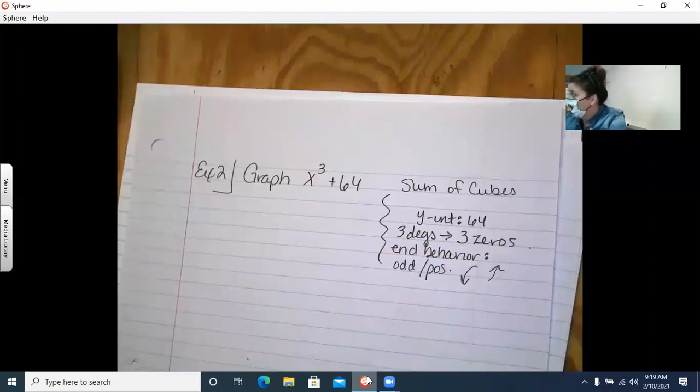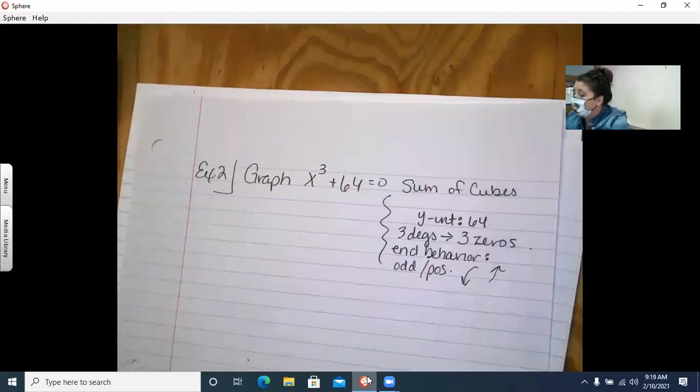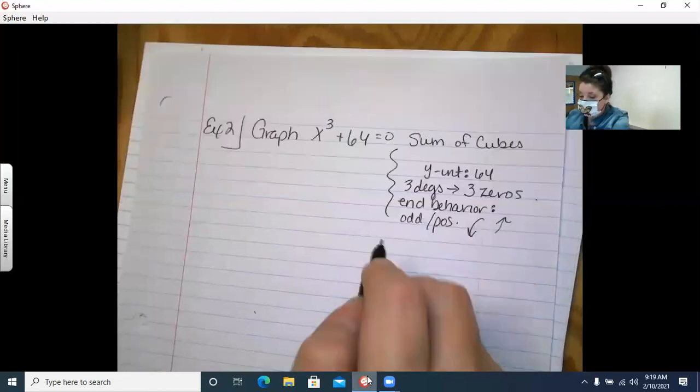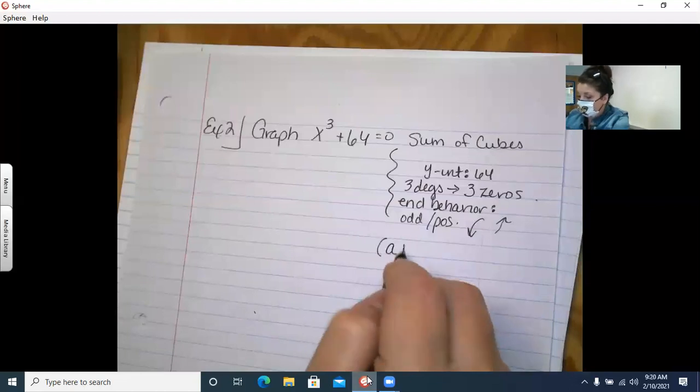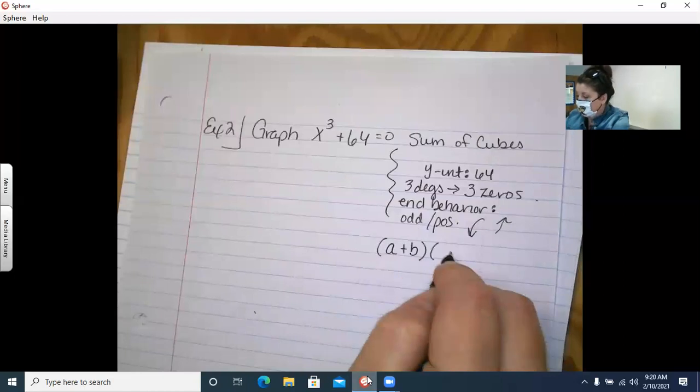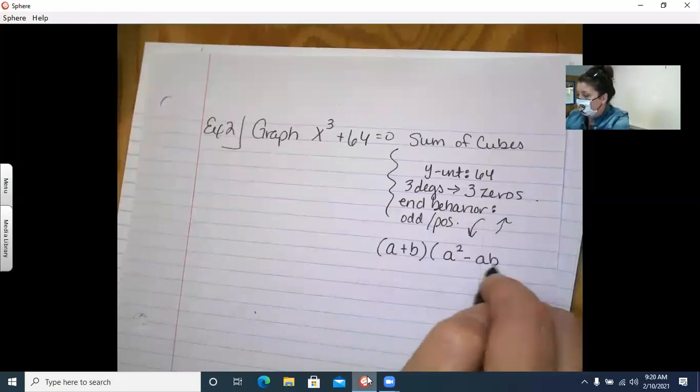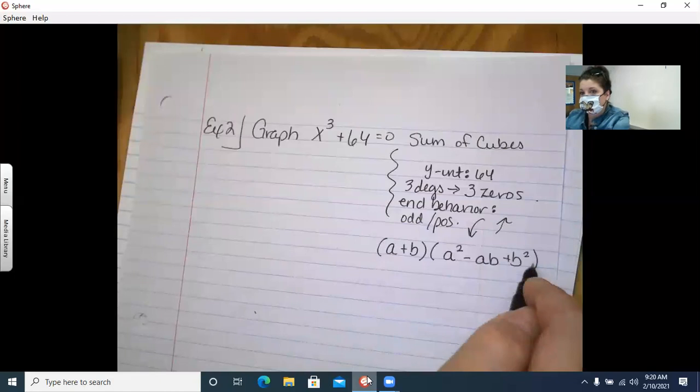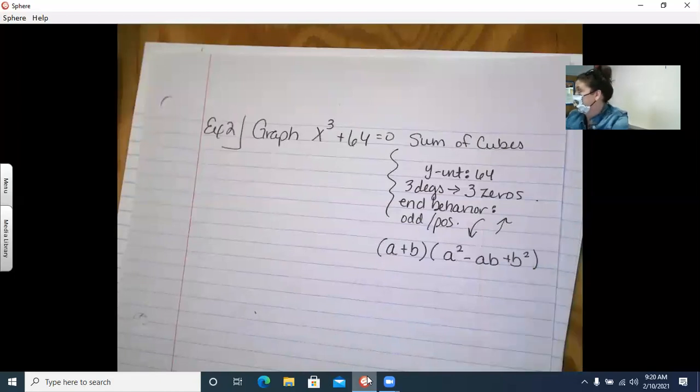All right, so we know all of those things, but the reason we have to do the whole math part is for the x-intercepts. Okay, so how we're going to find them is we're going to solve x cubed plus 64. So we could set it equal to 0. To solve it, it's a sum of cubes. So we're going to solve by factoring. We know to factor a sum of cubes, first set of parentheses is a plus b. Second set is a squared minus ab plus b squared. Difference of cubes, 2 of the signs are different, right? So we need to figure out what is a and b.